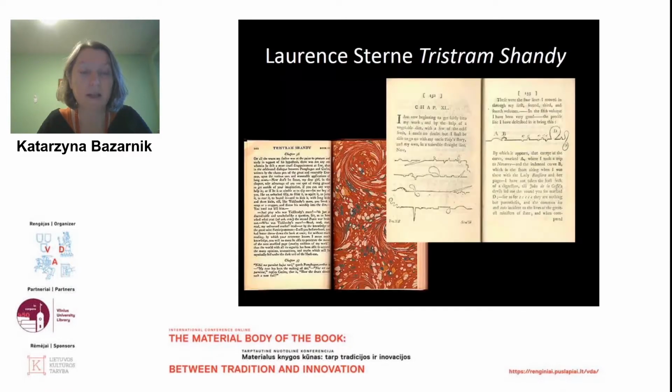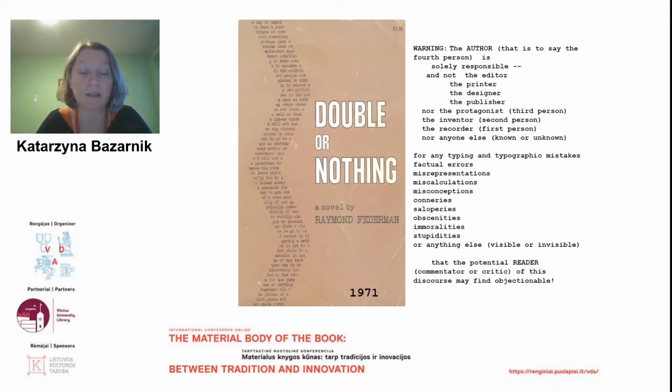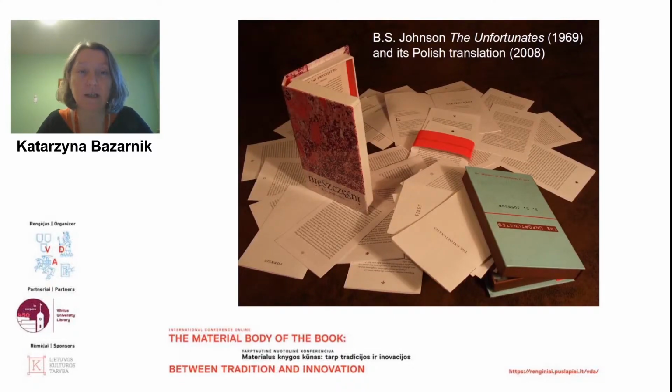Instances of liberatic works can be found in the past. For example, Laurence Sterne's Tristram Shandy would be a model example of this kind of writing. William Blake's illuminated books are another example. And in the 20th century, Raymond Federman's postmodernist novels such as Double or Nothing, in which, as he warned us, it is the author, not the editor, the printer, the designer, or the publisher, who is the sole agent in the design and production of the book, of the literary work. Or, for that matter, B.S. Johnson, a British novelist, demonstrating a similar approach to the materiality of the literary medium.